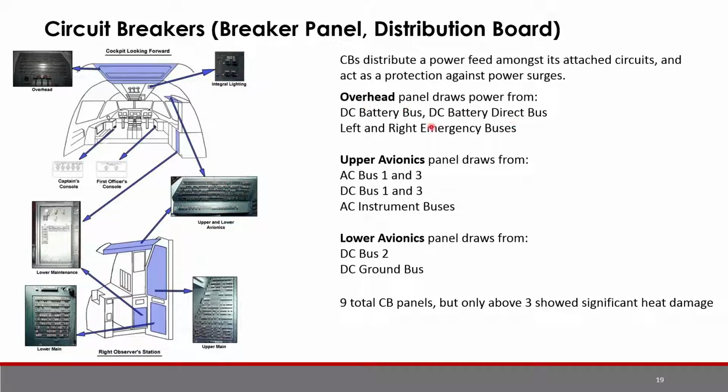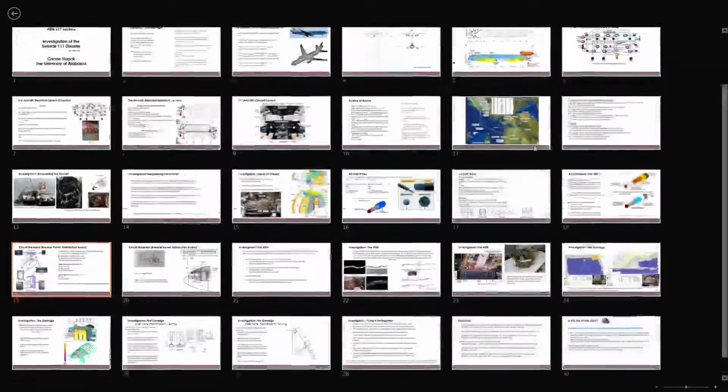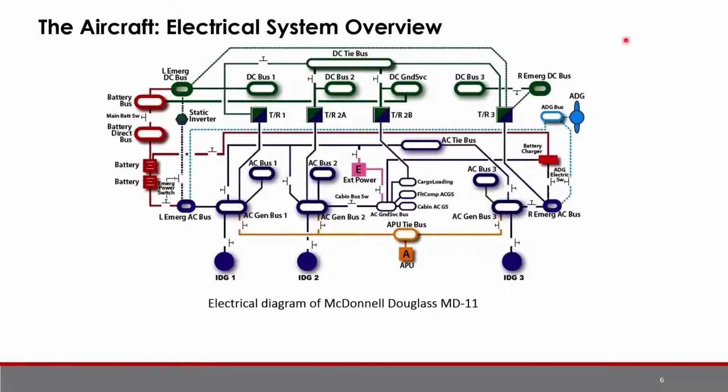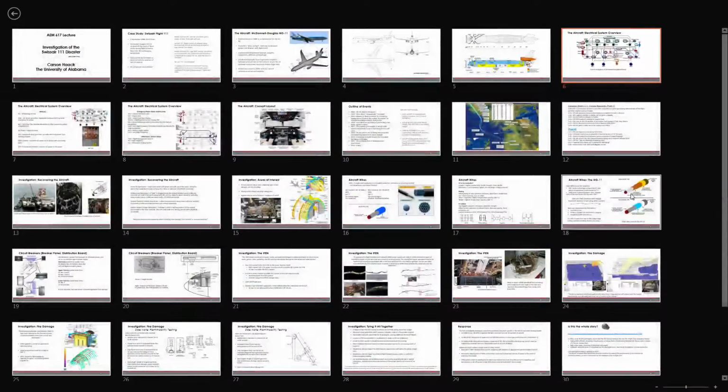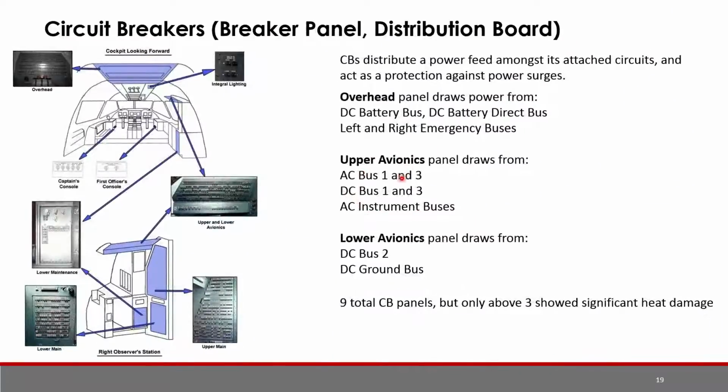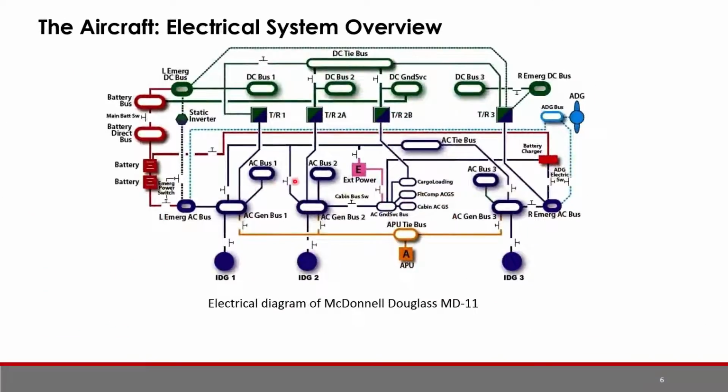Now, the overhead panel draws power from the DC battery buses and the emergency buses, which if we go back to our power system, we have the emergency DC buses and the battery buses drawing power from these. We also have the upper avionics panel going from AC and DC buses 1 and 3 in the AC instrument buses. Meanwhile, lower avionics is drawing from DC bus 2 and the DC ground bus. DC bus 2 is right here, and these are the other DC buses, and the DC ground bus is right here. We also have AC buses 1 and 3 for the upper and AC bus 2 for the lower.